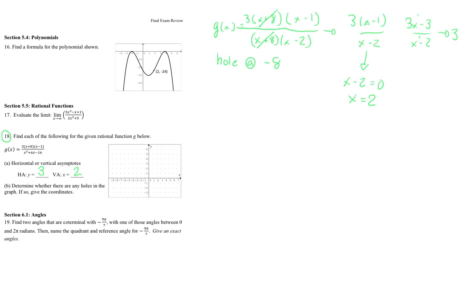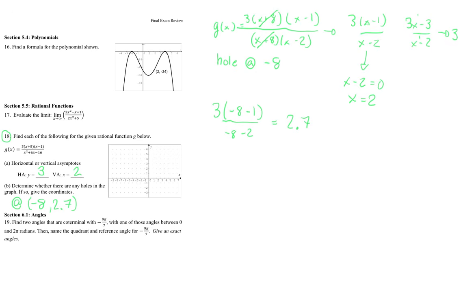Determine whether or not there are any holes. Yes, we already found that. There's a hole at -8. And then it's also going to be at the y value that we get when we plug this in here. So we have 3 times (-8 minus 1) over (-8 minus 2), which gets us 2.7. So our hole is going to be at (-8, 2.7).